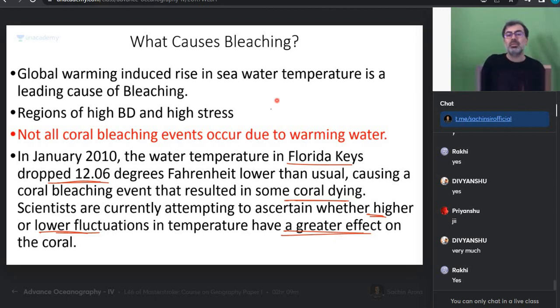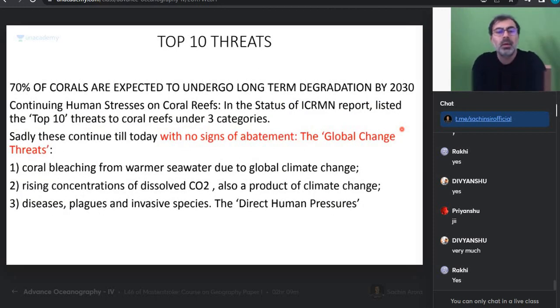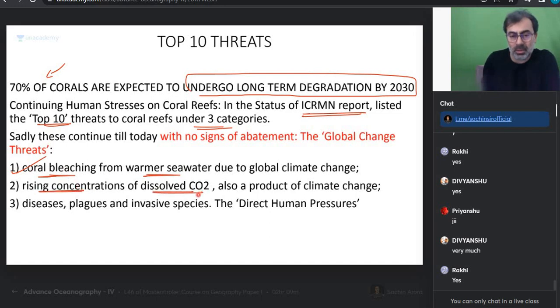As I told you, coral reefs are sensitive to the range of temperature, salinity, and even acidity, pH. So such a fragile and important ecosystem can get impacted. We don't know much, but we could see that global warming is causing that. Top 10 threats as per the report: 70% of the corals are expected to undergo long-term degradation. Continuing human stresses, the report listed top 10 threats under 3 categories. Number 1, coral bleaching from warming seawater, coral bleaching from dissolving carbon dioxide, and direct human pressures.